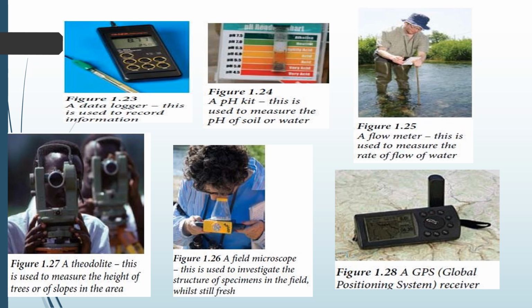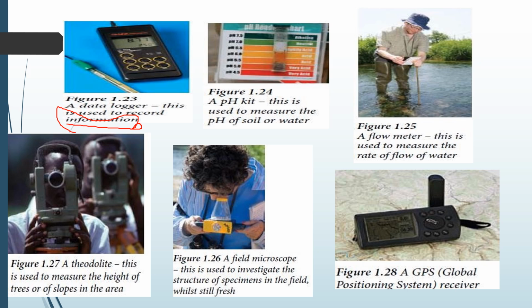So these are also the instruments that biologists use in the fields for collecting information and data. The first instrument you see here is called a data logger. It is used to retrieve information, to record and collect what we observe in the environment.